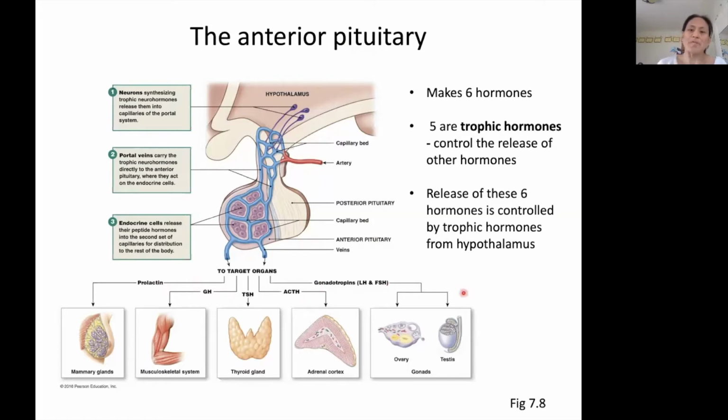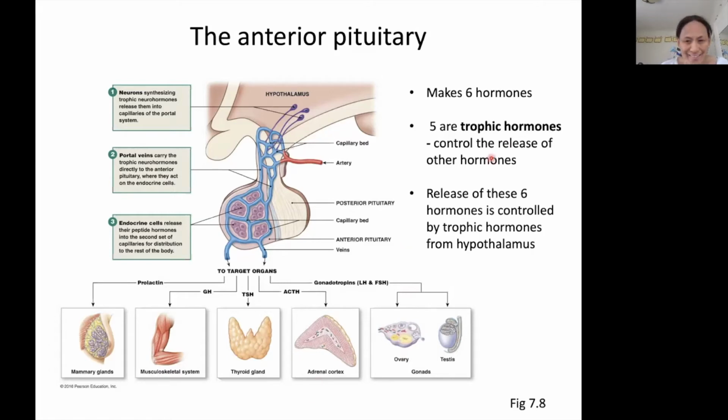5 of these hormones are what we call trophic hormones, okay? So a trophic hormone is a hormone that controls the release of other hormones, right? So what is going to happen with these 5 hormones, so all of them except for prolactin here, is that they're going to travel through the bloodstream to their respective targets, okay? And once they reach their targets, they're actually going to trigger release of additional hormones from those targets, okay?